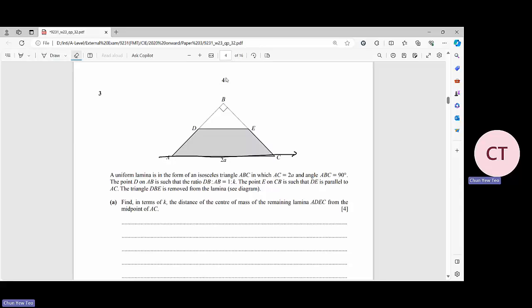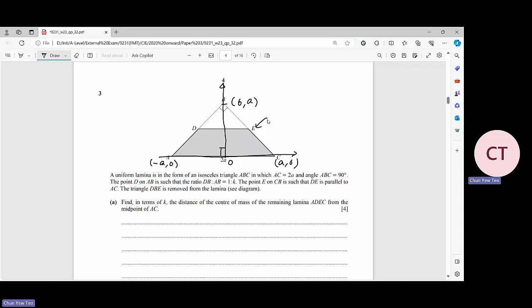Then we need to find the coordinate of the points here. This is symmetrical, so this point is the origin. This one will be (A, 0). This one will be (negative A, 0). The height over here is A, because this one is a 45 degree angle, this one is a 45 degree angle, and this is 90 degree. So the point B will be (0, A).